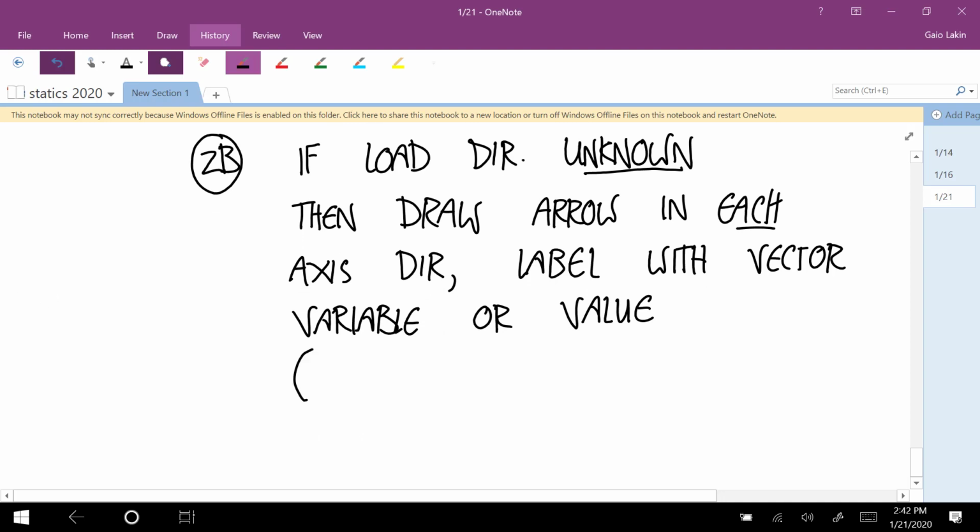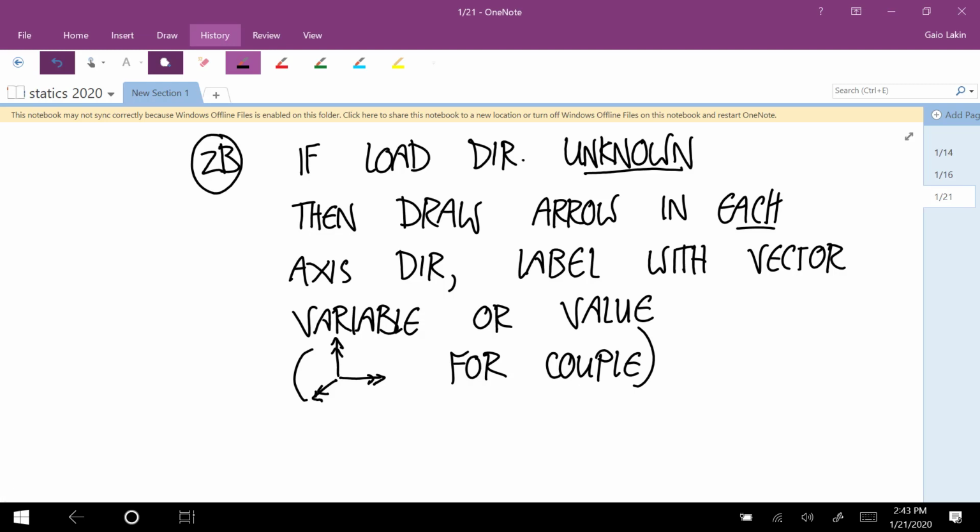And again, it's the same idea for a couple. In that case, you have a double-headed arrow in the x direction, one in the y direction, and one in the z direction for a couple vector. So I draw it like a little coordinate system. A lot of people draw it with the heads of the vectors pointing towards each other, but it doesn't matter. Whatever feels comfortable to you.